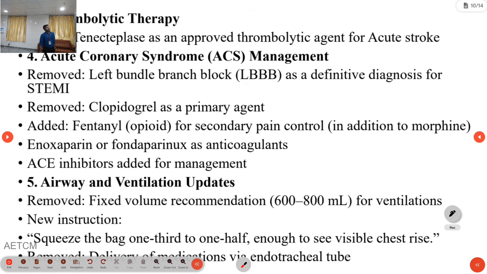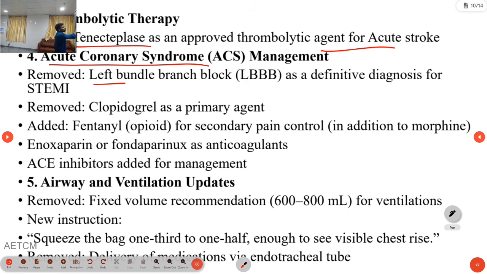Then thrombolytic therapy. So tenecteplase as an approved thrombolytic agent for acute stroke. Previously it was alteplase. We have to give alteplase as an infusion, so certain complications were there. Now they have added tenecteplase as an approved thrombolytic agent, especially in the case of acute stroke.